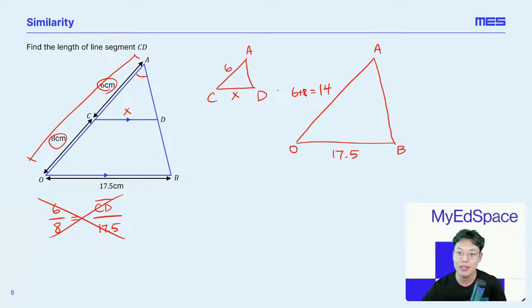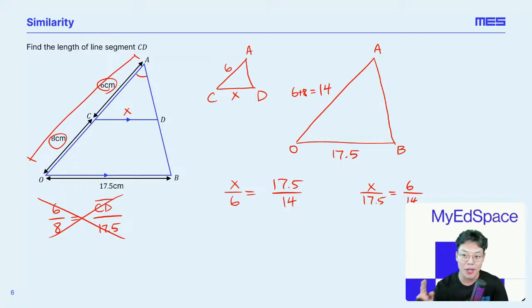We can set up 6 is to X, or this time, let's try something different. This whole time, we've been putting the variable in the denominator. But would you agree that if we put the variable in the numerator, our work would become a lot more simple? Like if we put X is to 6 as 17.5 is to 14. Right? Or in other words, we can also put X is to 17.5 as 6 is to 14. Another way to do it.